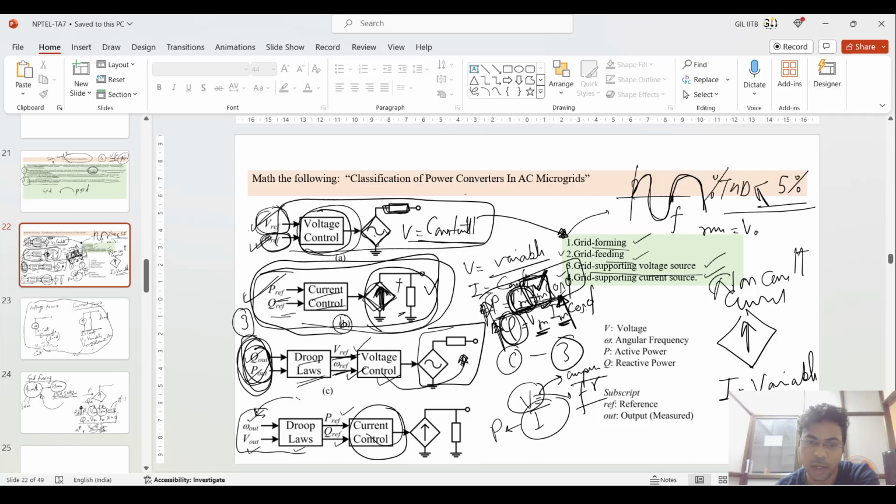As a constant current source, this should be a current source in synchronism with the supporting grid. Any amount of current I can maintain, I can deliver. This kind of system is depicted as a current source, with output voltage and frequency taken as a variable, and from that I am generating P and Q.